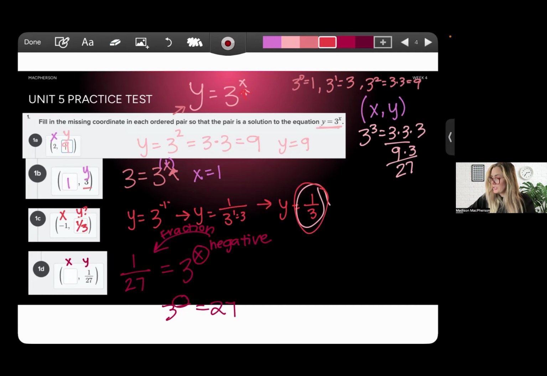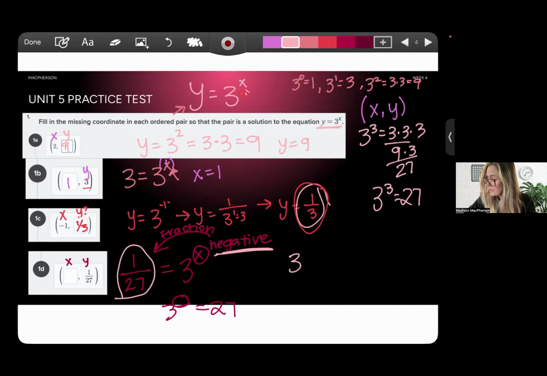Okay, let's go back to this problem that we're doing, the last one. So we know 3 cubed equals 27, but we don't want just 27. We want 1 over 27. And so to make it 1 over 27, it has to be negative. So it's got to be 3 to the negative 3. So that means x is negative 3.